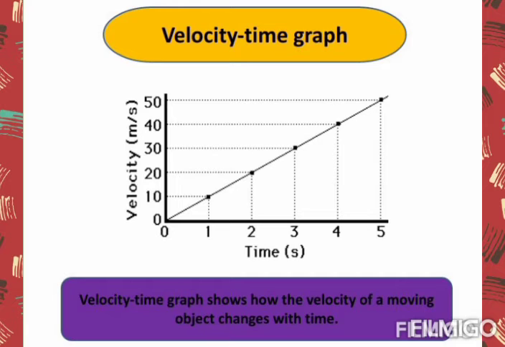The velocity time graph shows how the velocity of a moving object changes with time, and we get the average value of the acceleration, because acceleration is change in velocity in unit time.